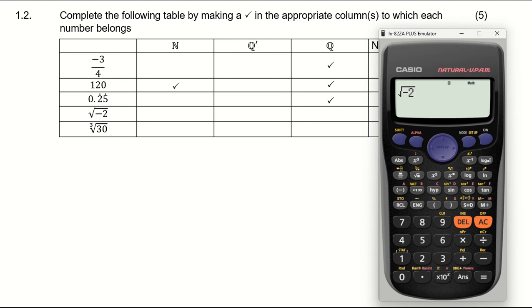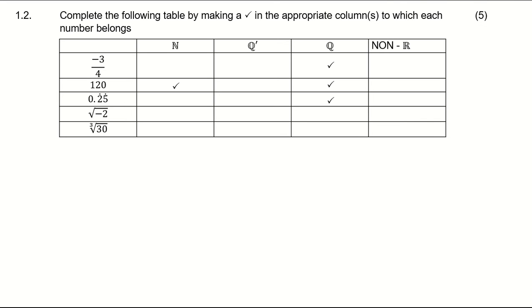And the cube root of 30 will be how much? Let's check. The cube root of 30 will give us a non-recurring decimal, but let's just confirm that it does, and that makes it an irrational number. Okay, it is an irrational number. Square root of -2 is a complex number, an imaginary number, a non-real, and the cube root of 30 will be an irrational number.